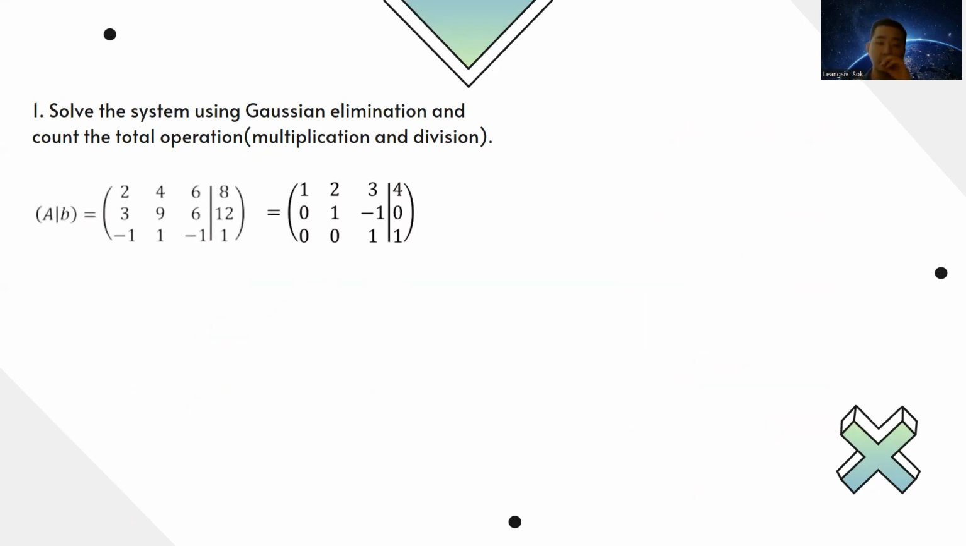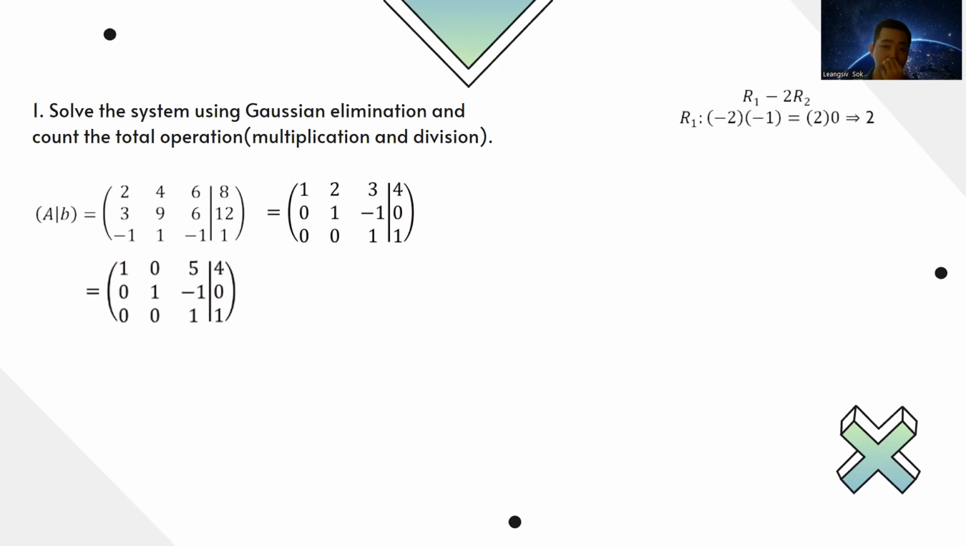Next, we use Gauss-Jordan elimination to find the total operations. The first one, we take row 1 minus 2 row 2. So we take minus 1, because the first column of the second row is 0, and the second column of the second row is a pivot. We take only minus 1 and 0. So this line has 2 operations.